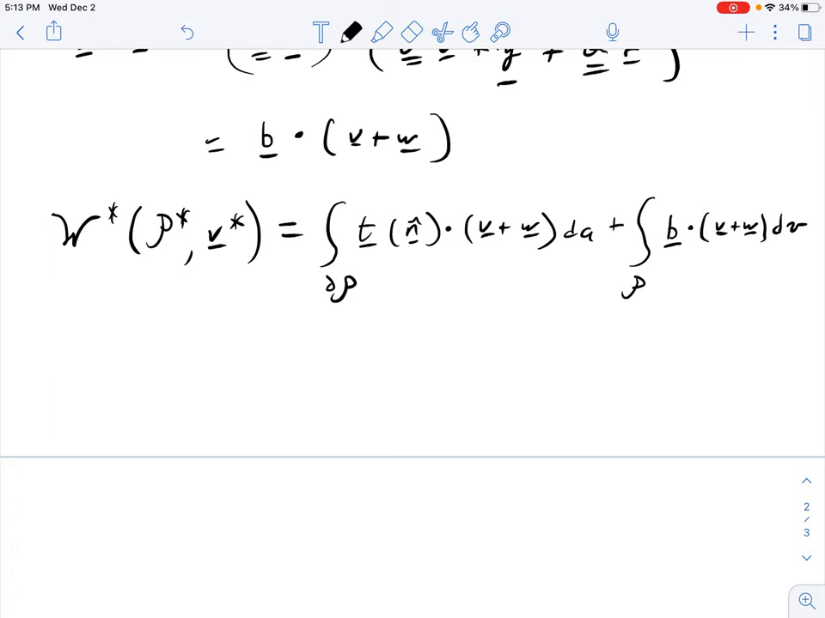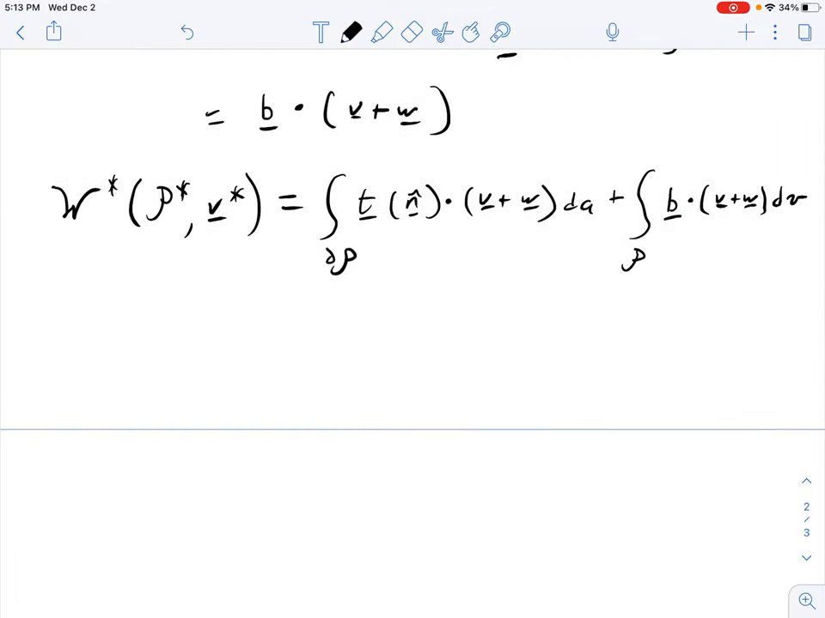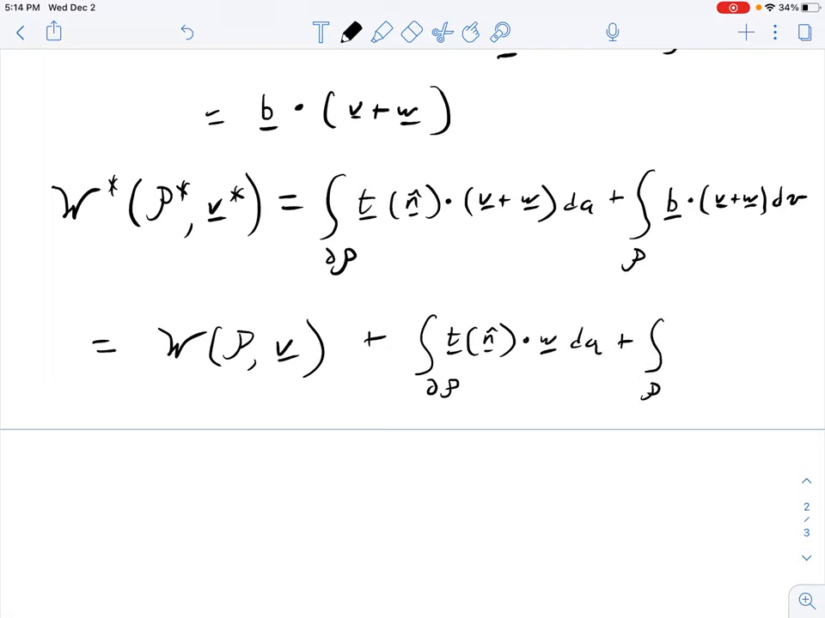All right, well, we can take the dot V part and separate that out from the dot W part, since this is a linear operation. So when we do that, that is equal to W of P and V in the frame F plus the integral over the boundary of T N dot W dA plus the integral over the volume of B dot W dV.